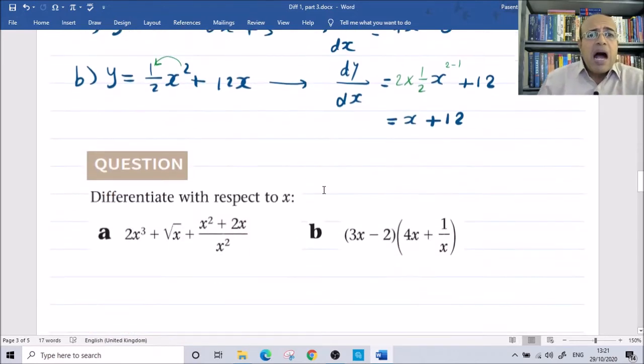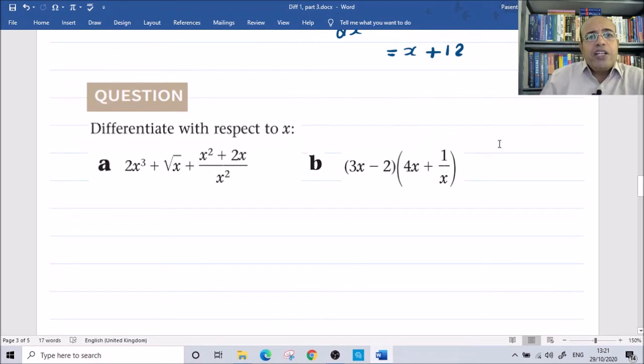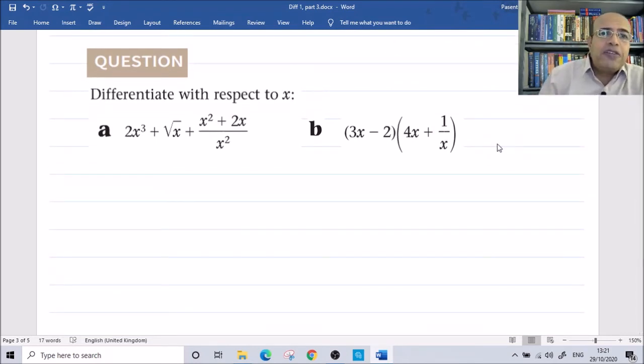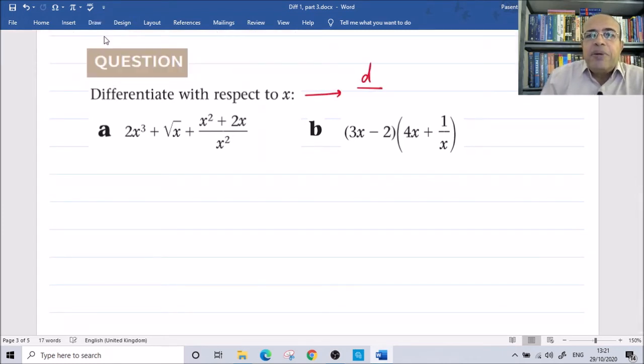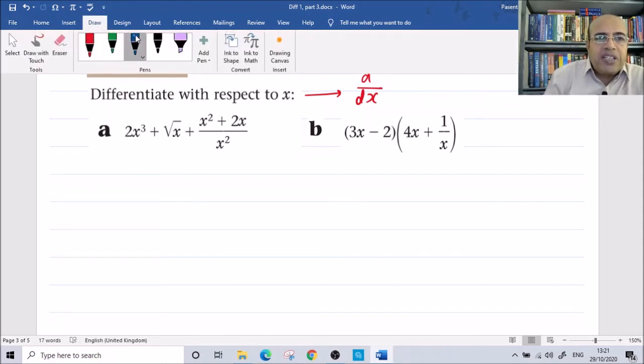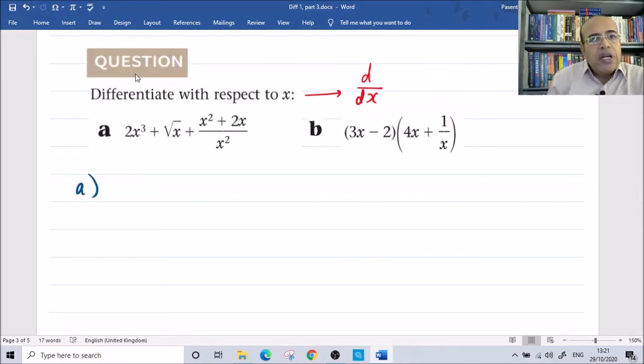Now, another question. Differentiate with respect to x. What do you mean by differentiate with respect to x? It means d by dx. And when we say differentiate with respect to m, d by dm. Differentiate with respect to n, d by dn. Now, there is no name of the function in that question, so there is no y or f of x. So we just write here d by dx, and then we put the function.